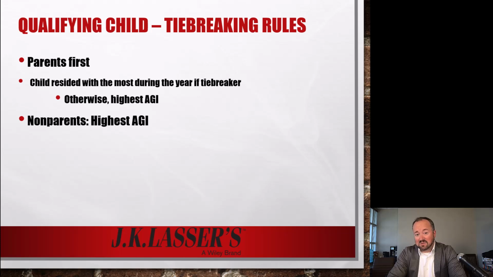Now, that ends up being exactly the same. The parent with the higher adjusted gross income would be able to claim the child as a dependent, and that's kind of nice because that is where the value would be most for the person and save potentially the most taxes as a result. If everyone is a non-parent in the situation, then the highest AGI is also the tiebreaker rule that gets applied.